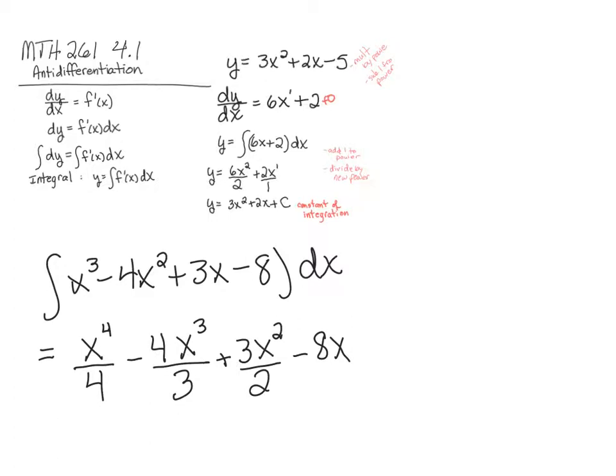Let's think about this. What's the derivative of 8x? The derivative of 8x is just 8. So you see how that works. And we always allow for the plus constant there. And then you make it pretty.